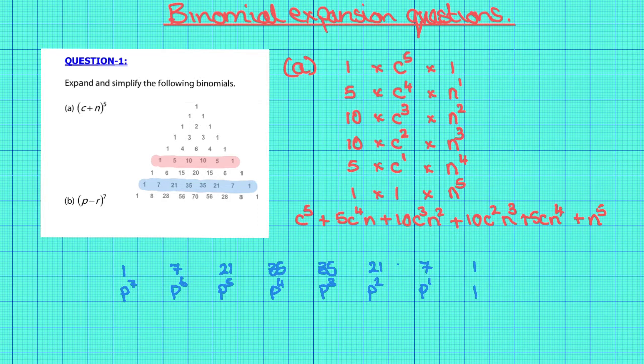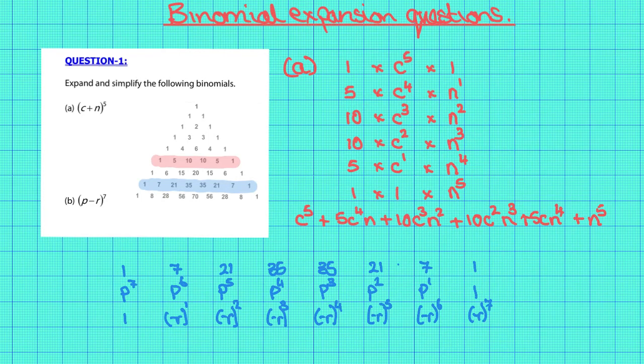Now write down the powers of minus r. So you've got minus r to the 0, which is 1, minus r to the power of 1, minus r squared, minus r cubed, minus r to the power of 4, minus r to the power of 5, minus r to the power of 6, minus r to the power of 7.